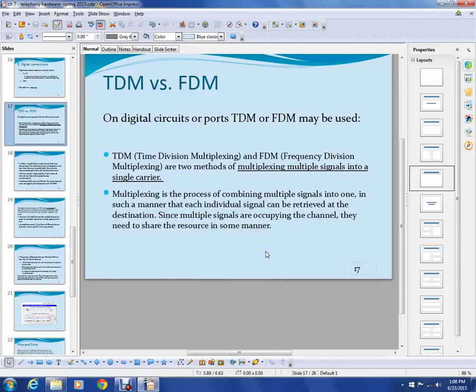Okay, on digital circuit or port, TDM or FDM may be used. TDM and FDM are the two methods of multiplexing multiple signals into a single carrier. Okay, what is multiplexing? Multiplexing is the process of combining multiple signals into one in such a manner that each individual signal can be retrieved at the destination. Since multiple signals are occupying the channels, they need to share the resources in some manner.